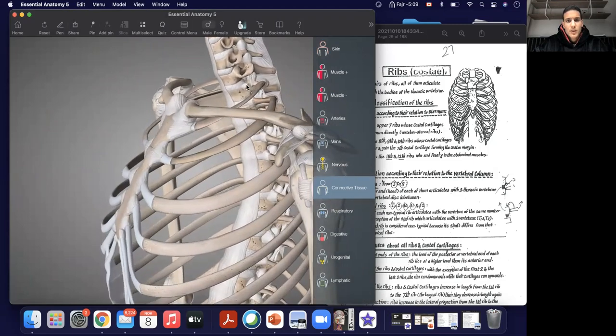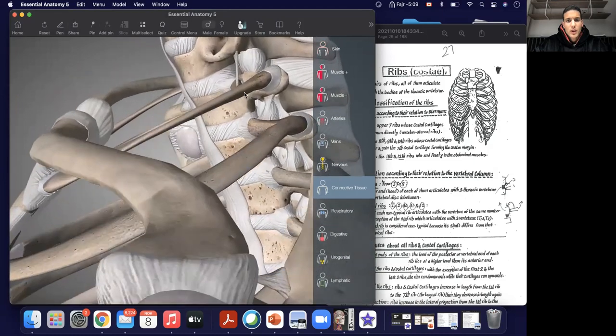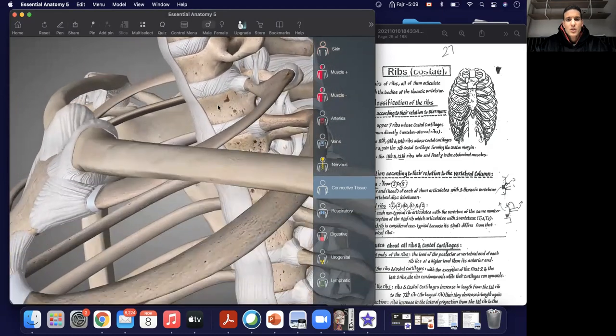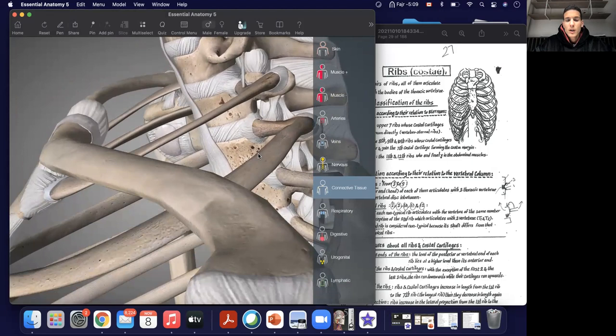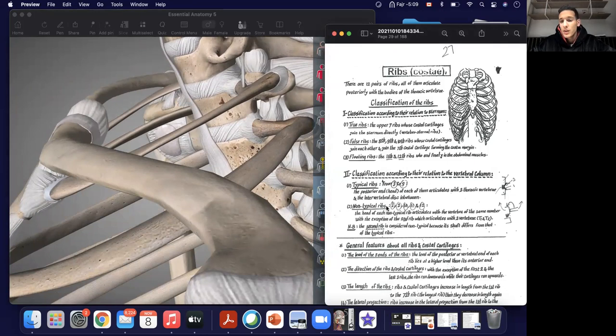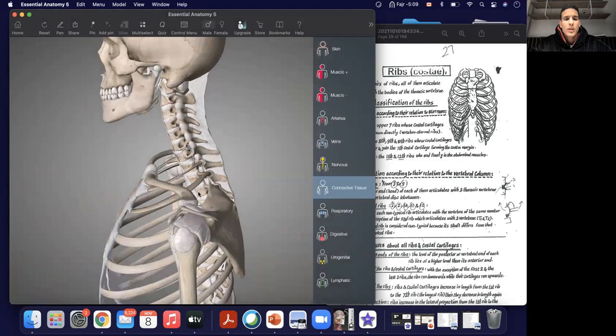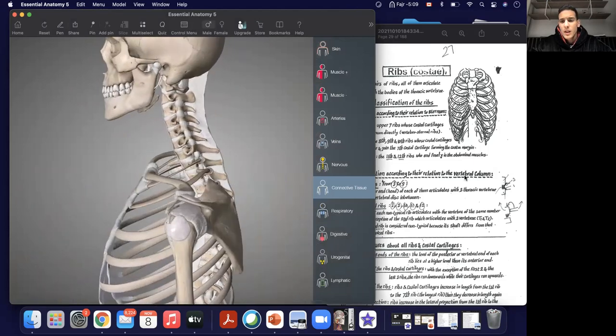So, for example, number 1, I'm going to show you. Look at number 2 and number 1. Number 1 articulates just with T1. Number 2 articulates with T1 and T2, plus the articular disc. That's why it's called a non-typical rib for these ones. So they articulate with one vertebra, the vertebra that is the same number as the rib, but the typical ribs articulate with the two vertebrae that are close to each other with the articular disc in between, and that's how we classify them when it comes to their relationship with the vertebral column.